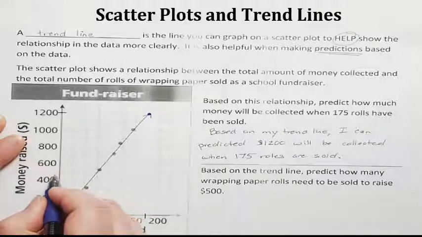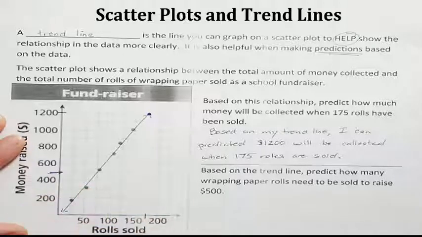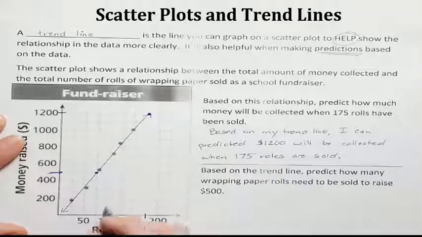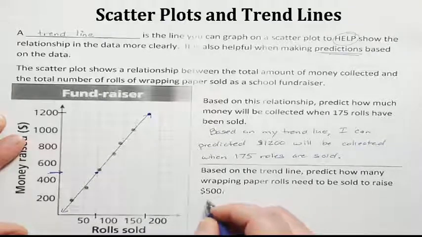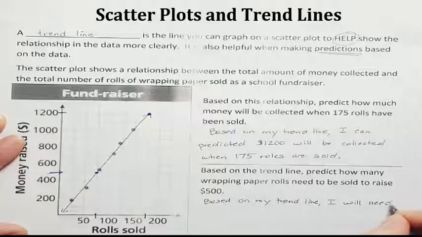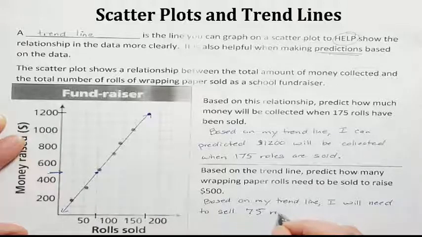So if I wanted to make sure I raised $500, right here, that ran into my trend line right here, which related to whatever number this is. Well, it's halfway between 50 and 100. It's probably 75. So based on my trend line, I will need to sell 75 rolls to raise $500.